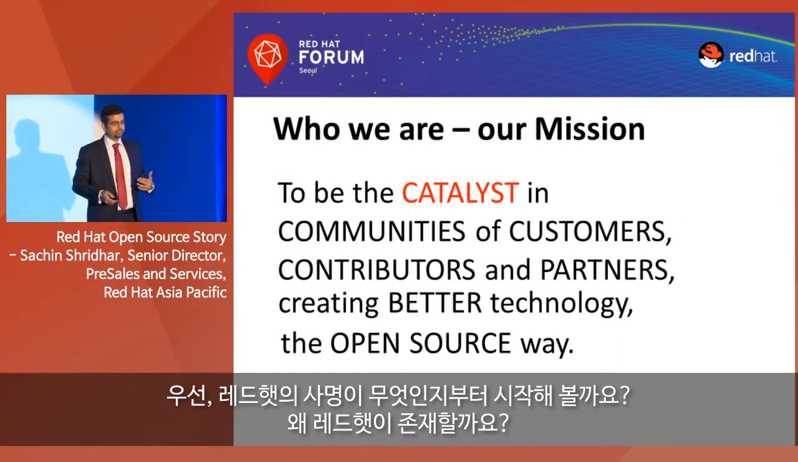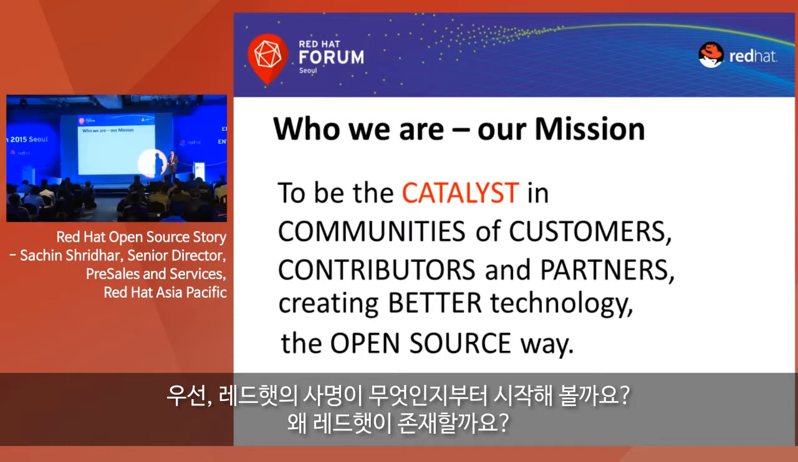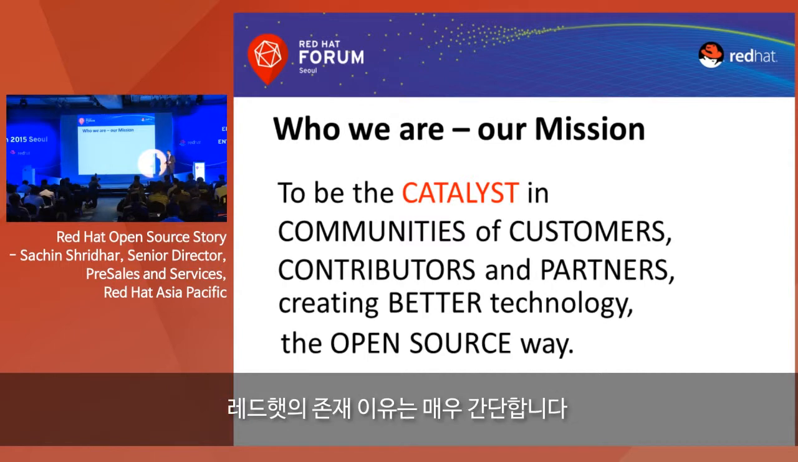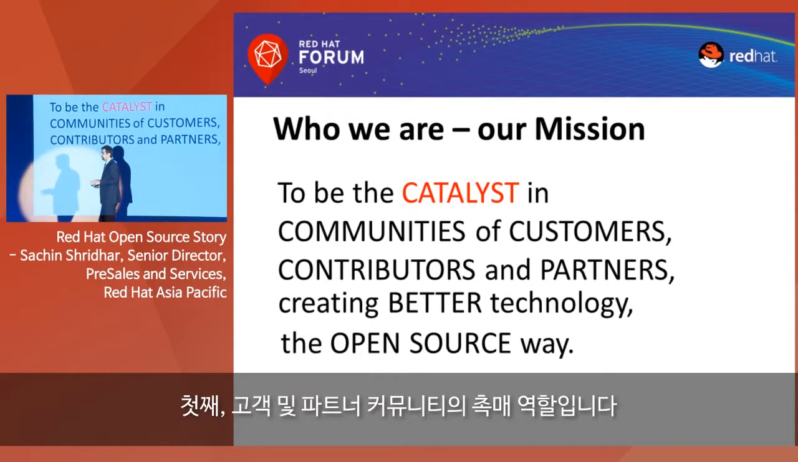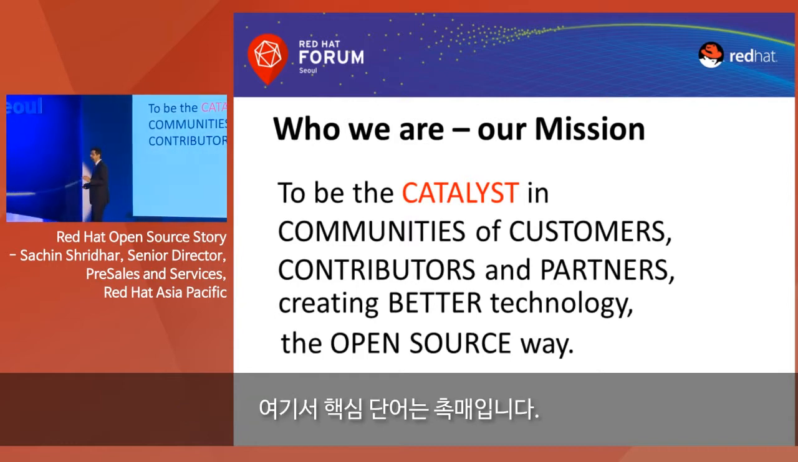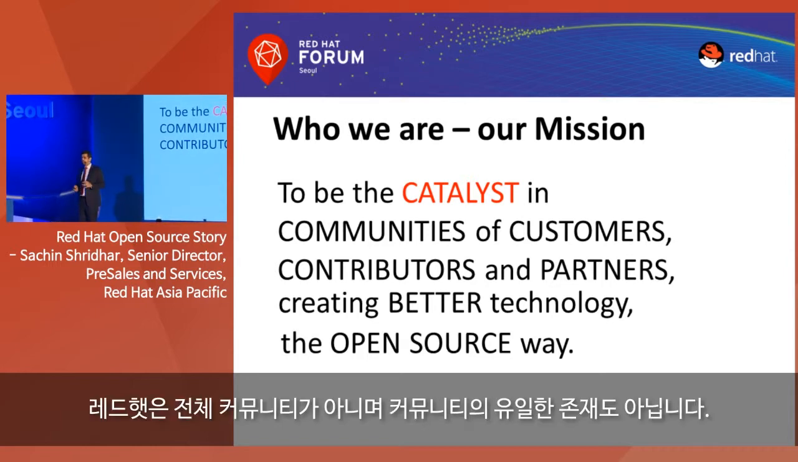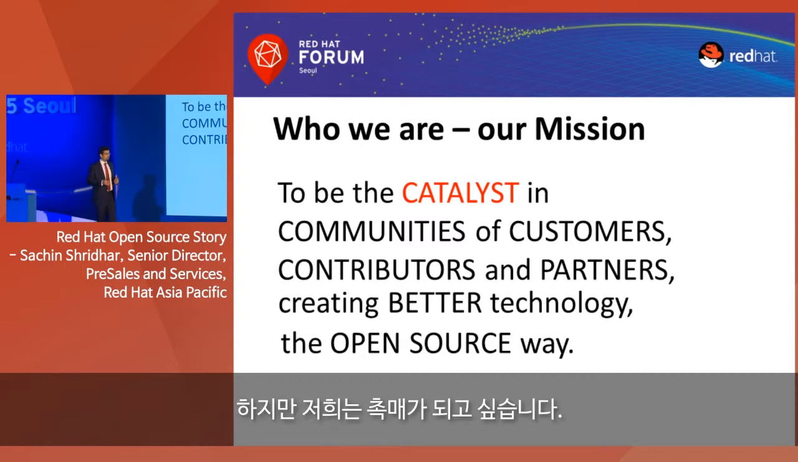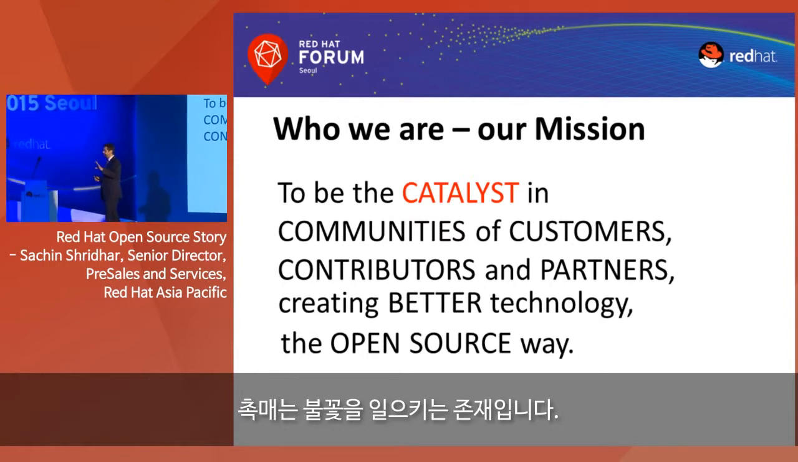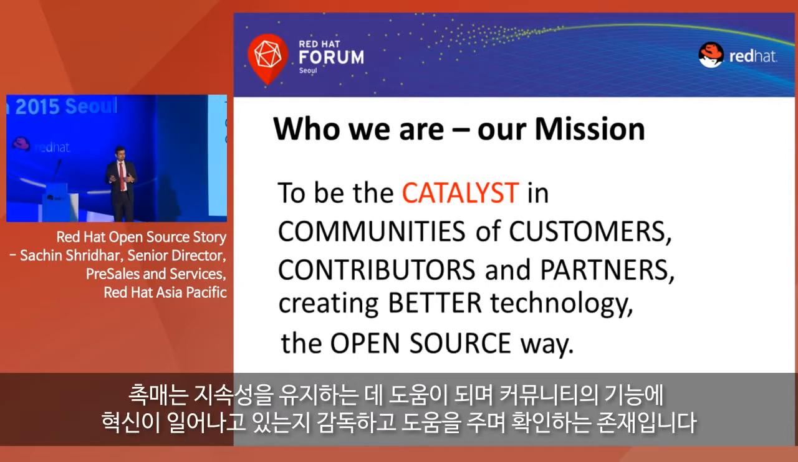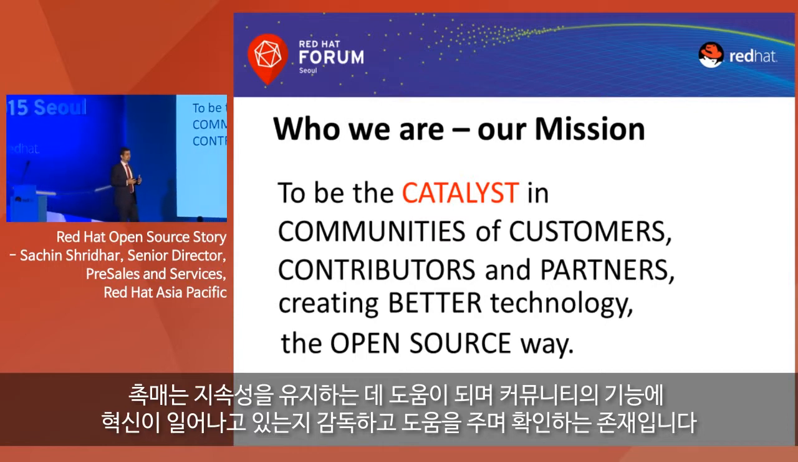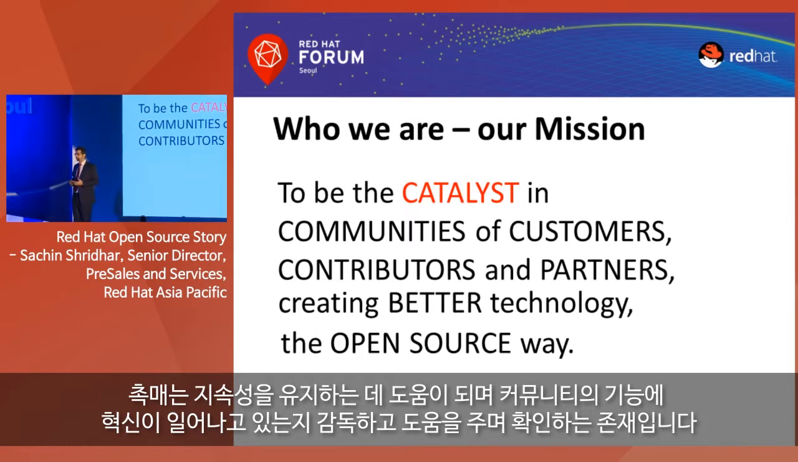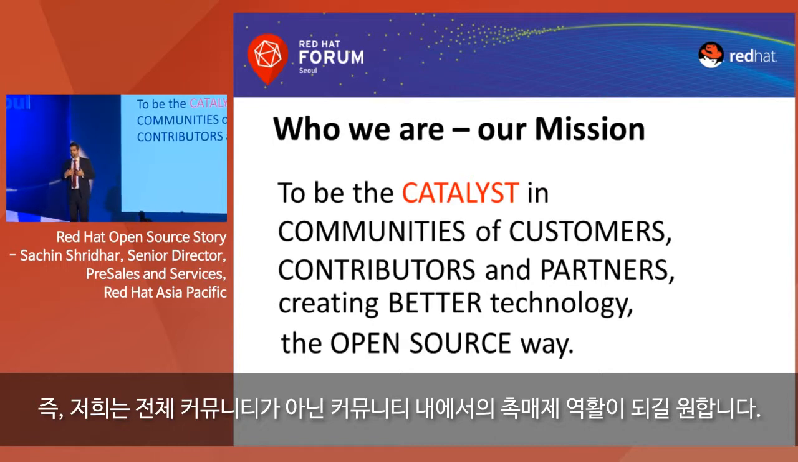But to start, let's start first with what is the mission of Red Hat? Why does Red Hat exist? And the role of Red Hat is very simply, first, to be the catalyst in the community of customers and partners. And the key word is catalyst. Red Hat is not the entire community. Red Hat is not the only one in the community. But we aspire to be the catalyst. The catalyst is the one who will spark. The catalyst is the one who will help sustain. The catalyst is the one who will supervise and help and make sure that innovation is happening and the community is functioning. So we are not the entire community, but we aspire to be a catalyst in the community.